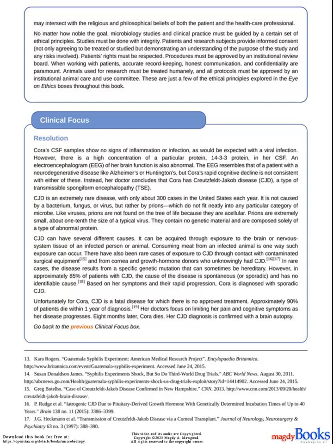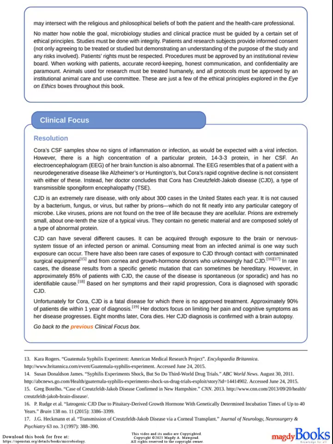Patients and research subjects provide informed consent, not only agreeing to be treated or studied but demonstrating an understanding of the purpose of the study and any risks involved. Patients' rights must be respected. Procedures must be approved by an institutional review board. When working with patients, accurate record-keeping, honest communication, and confidentiality are paramount. Animals used for research must be treated humanely, and all protocols must be approved by an institutional animal care and use committee. These are just a few of the ethical principles explored in the Eye on Ethics boxes throughout this book.